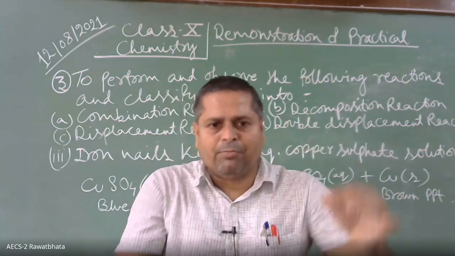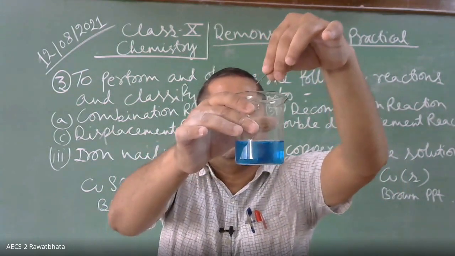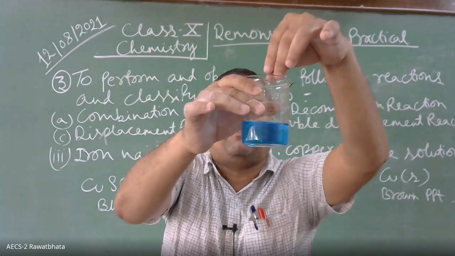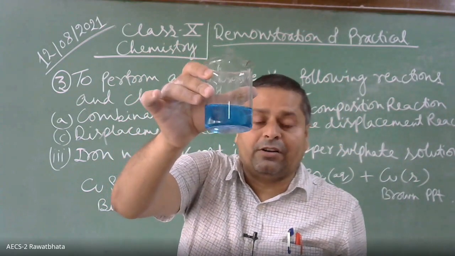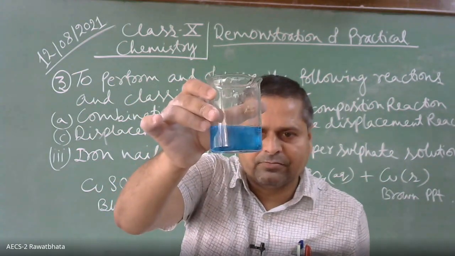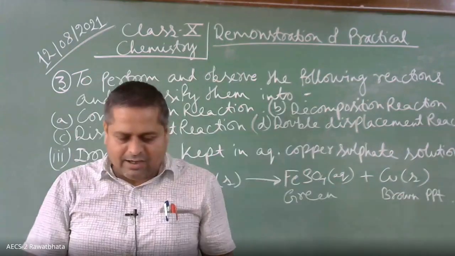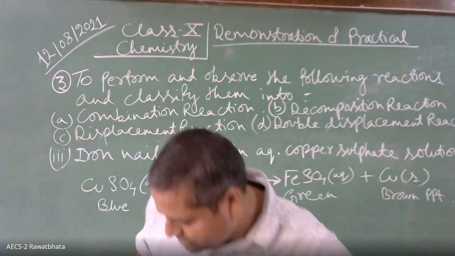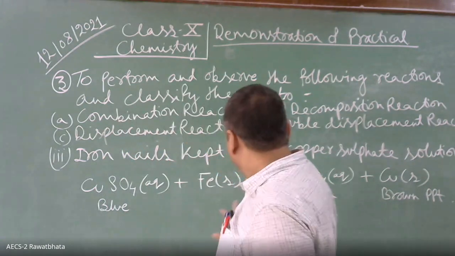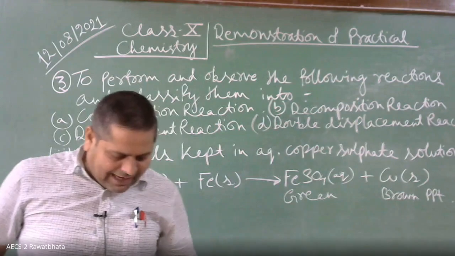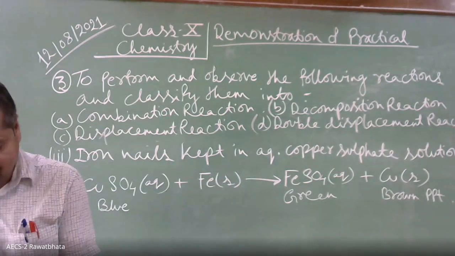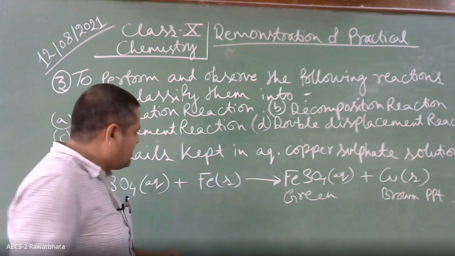Now I'm putting these iron nails in this blue copper sulfate solution, and we will wait for some time for the reaction to happen. I'm keeping it aside. Now, you all know what will happen in this. What will happen, children? Iron will displace copper. Very good. So this is a displacement reaction.